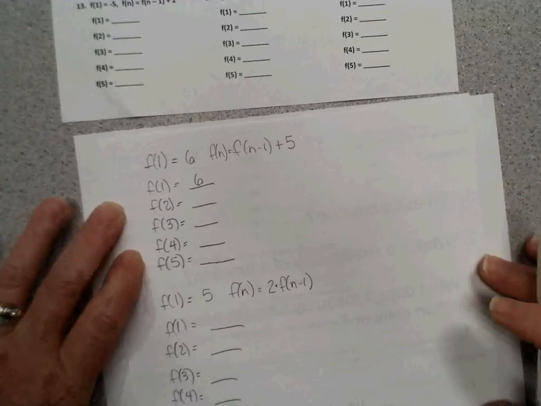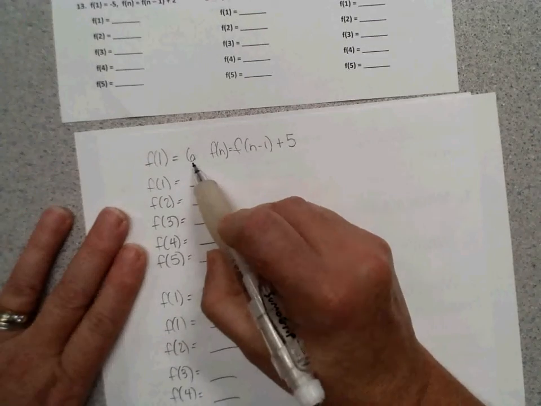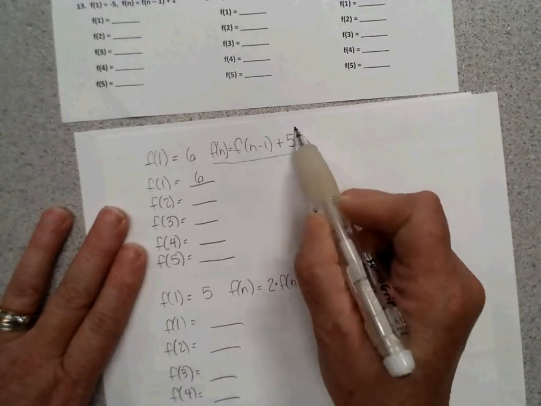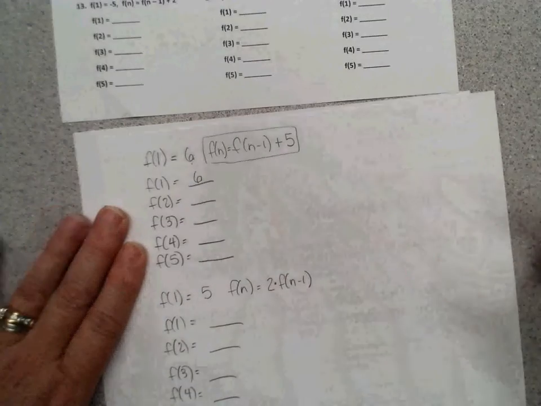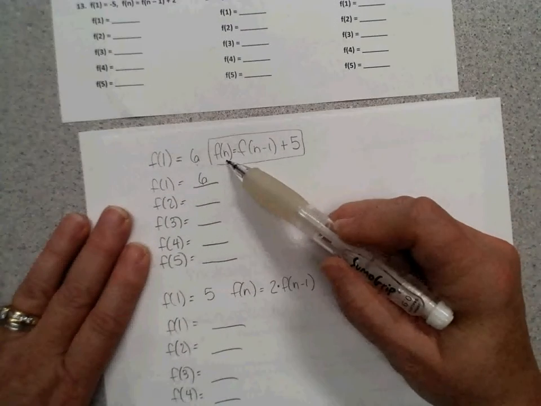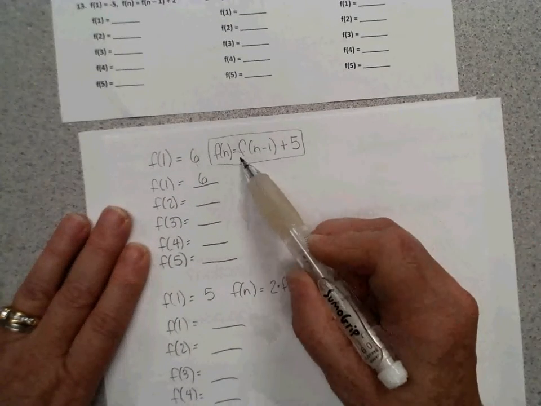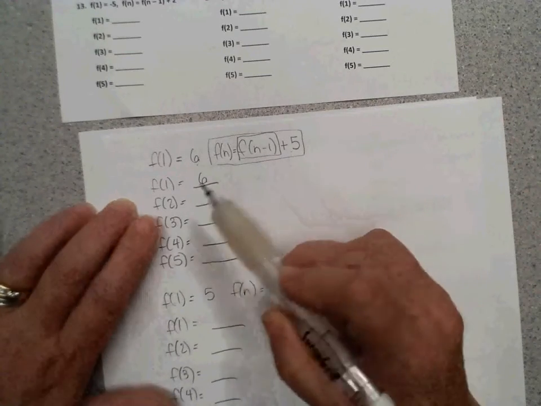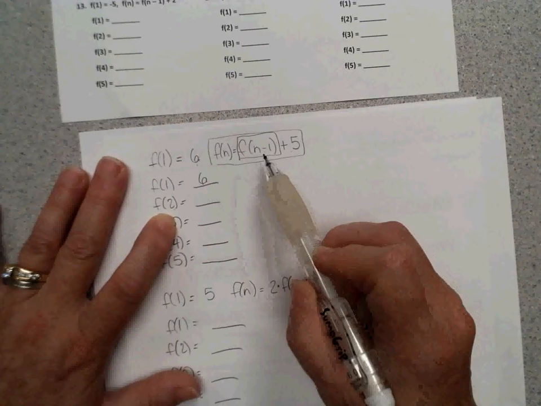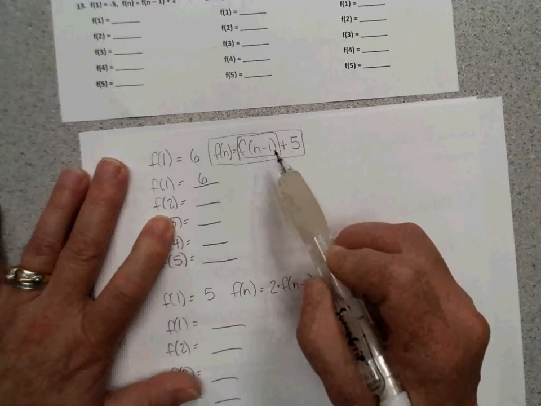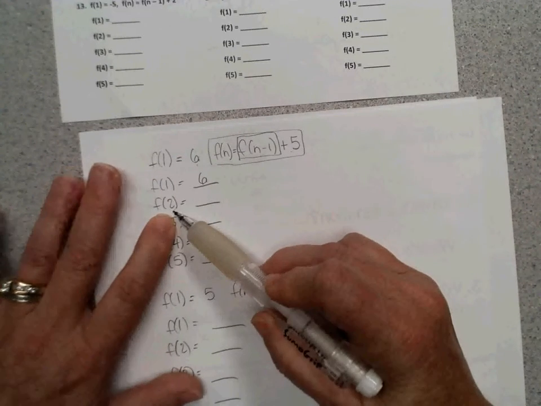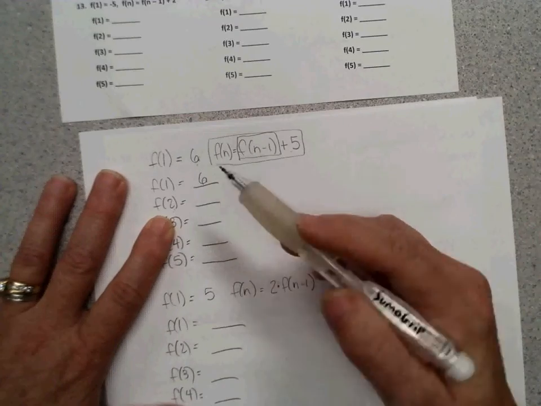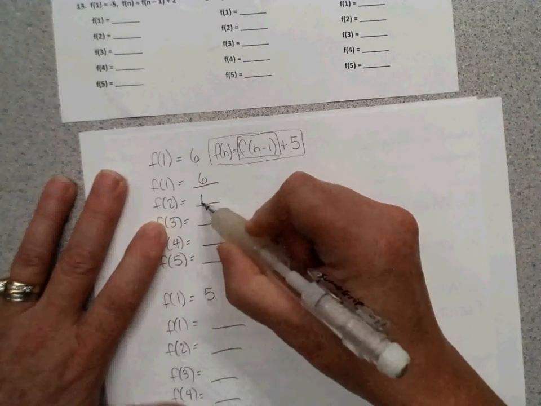So here's my first term, 6. This business has got people really confused as to what this means. All this is telling you is to find your pattern. You take the term before it and add 5. So if I want the second term, this just means the term before it plus 5. Well, the term before the second term is the first term. So 6 plus 5 is 11.